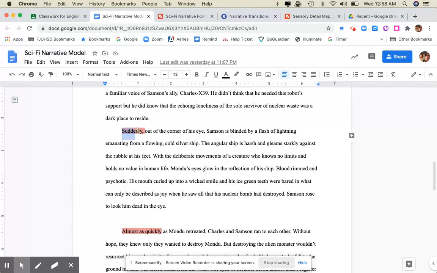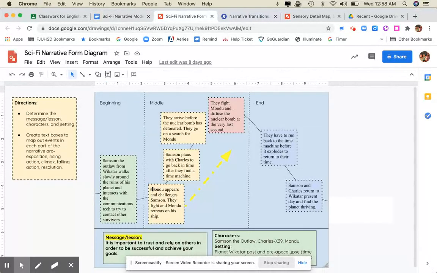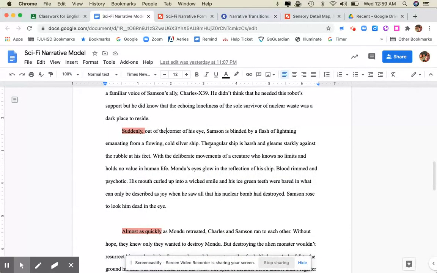I chose the word "suddenly," with a comma, because the transition from my beginning to this first event is quick and the action starts really fast. I have that "suddenly" transition to signal to the readers that I'm moving at a different pace now. There's something exciting happening, and the events are changing, moving from the beginning of that exposition with all the sensory detail to my first rising action.